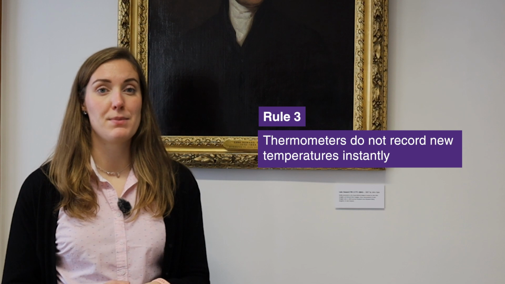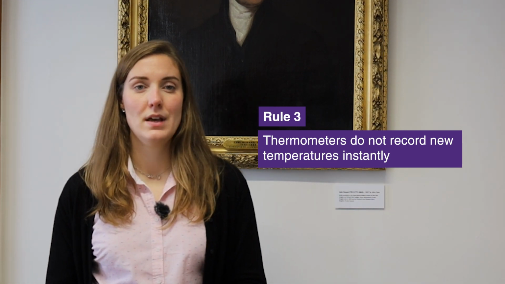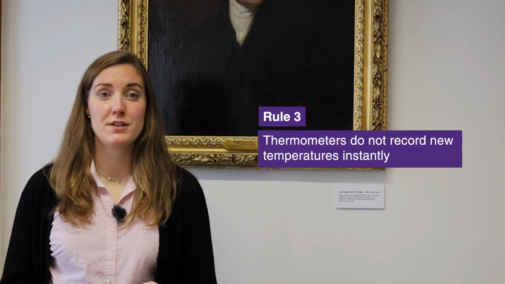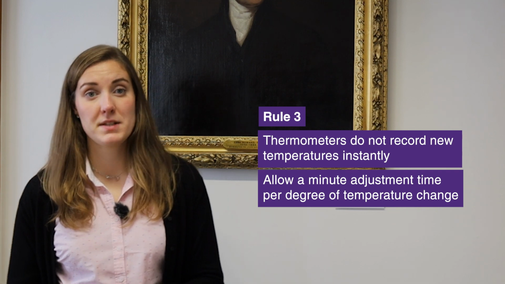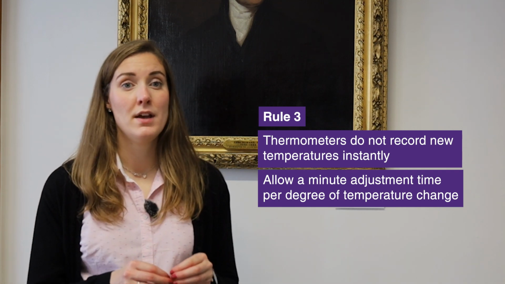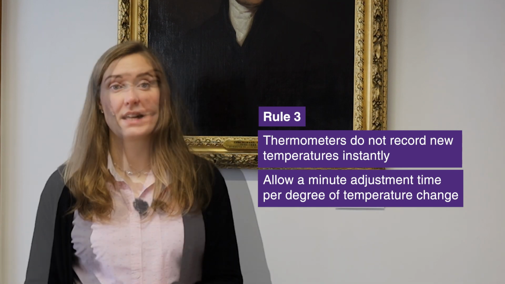Number 3, digital thermometers do not record new temperatures instantaneously. They do need some time to adjust. You should allow for a minute adjustment time per degree of temperature change. So a thermometer taken from a heated room to outside on a cold day should be given at least 10 minutes to give an accurate temperature reading.